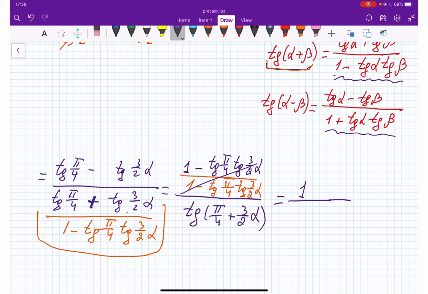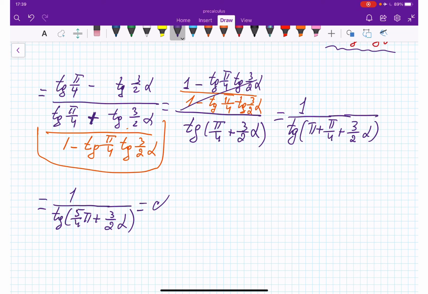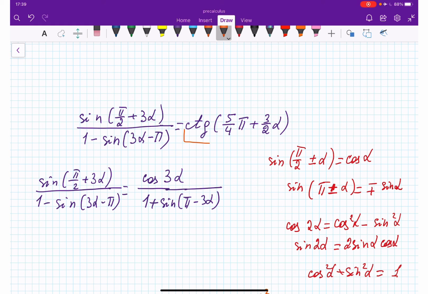Which means I can do the following. Tangent pi plus pi over 4 and plus 3 over 2 alpha. Yes? Okay. And look what I'm getting here. 1 over tangent pi plus pi over 4. I'm getting tangent 5 over 4 pi and plus 3 over 2 alpha. And voila, we are getting cotangent 5 over 4 pi plus 3 over 2 alpha. And this is precisely what we needed to prove. Cotangent 5 over 4 pi plus 3 over 2 alpha.